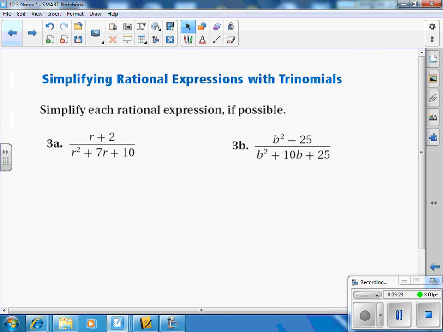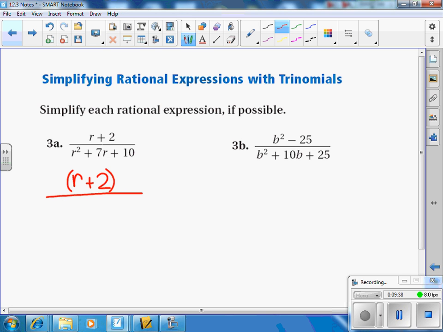So on the top, r plus 2. Can't simplify it at all, so let's just leave it. But remember that that's one thing. You have r plus 2. And then in the denominator, I want to factor r squared plus 7r plus 10. So I want two numbers that add to make 7, and those same two numbers have to multiply to make 10. Well, I have 2 and 5.